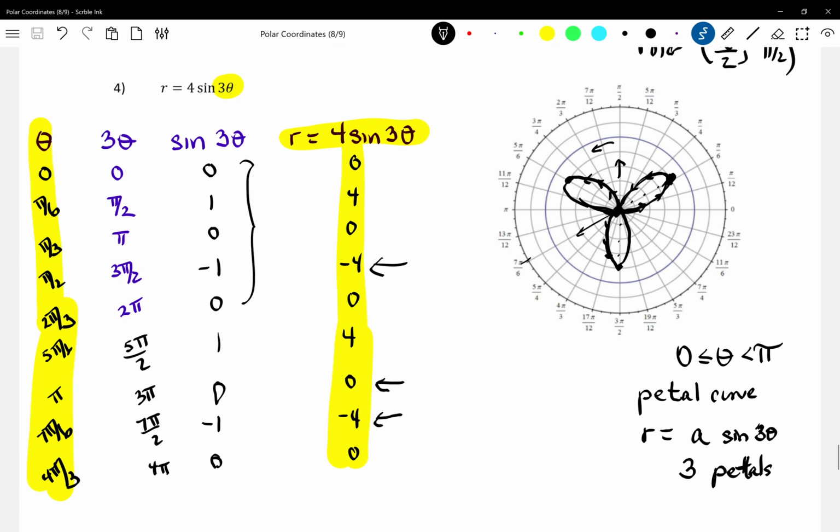Sine theta, how can I tell? Well, you notice that one of the petals is centered around the y-axis. Y is the sine, so that means, yeah, that kind of makes sense. So that's a petal curve, and again, that's graphing, and of course, try this in Desmos as well.